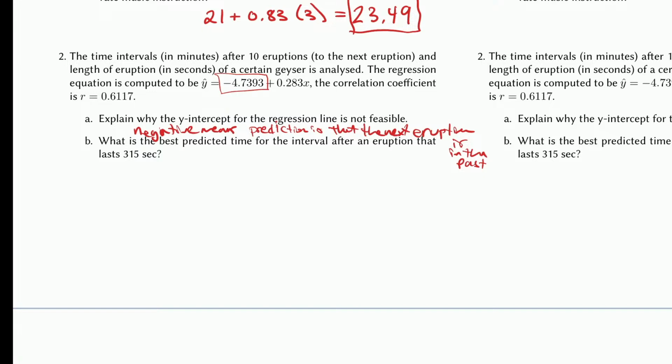Okay, now we can use this. What is the best predicted time for the interval after an eruption that lasts 315 seconds? So we have negative 4.7393 plus 0.283 times 315 is what you're doing on your calculator. Give me a sec. I didn't do this earlier. I should have, but I didn't. I was goofing off up here. Okay, I've got it. I've got 84. 84 point, is that a 4? My calculator is, I think it's a 4.